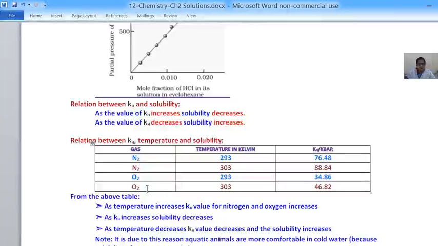Next, we will move on to oxygen gas. Oxygen gas at 293 Kelvin has a Kh value of 34.86. And oxygen gas at 303 Kelvin has a Kh value of 46.82. That means as the temperature is increasing, for both nitrogen as well as oxygen, the Kh value is increasing. You can see that as the temperature increases, the Kh value for nitrogen and oxygen is increasing.